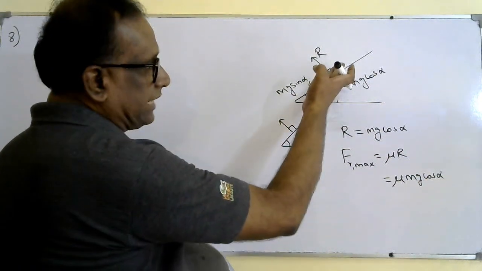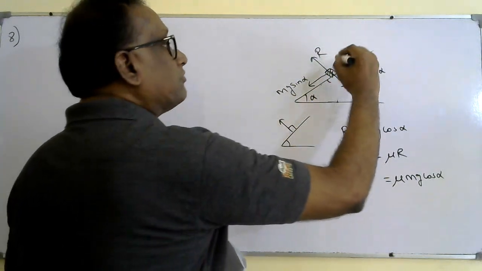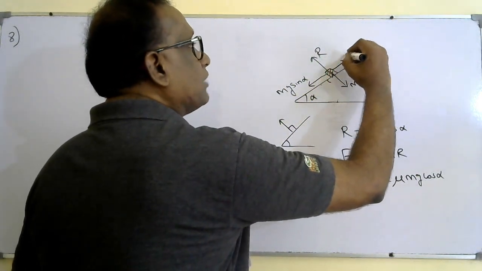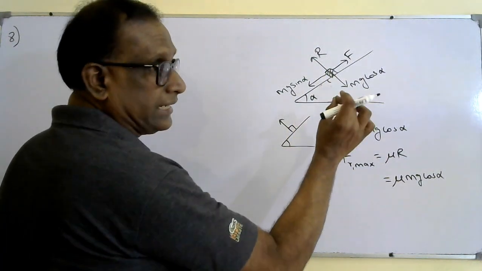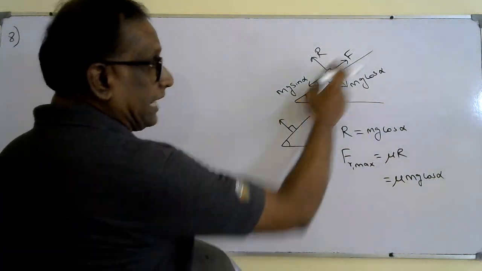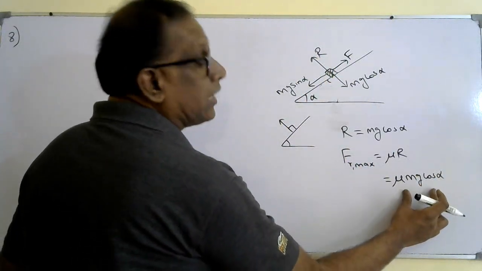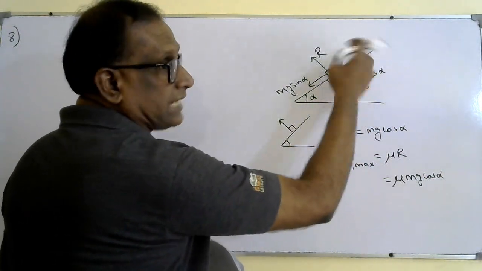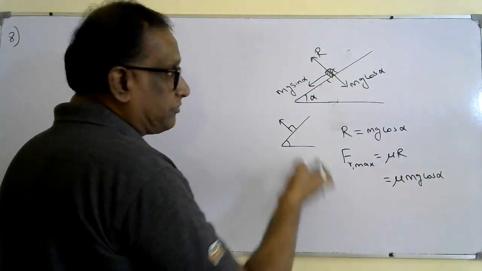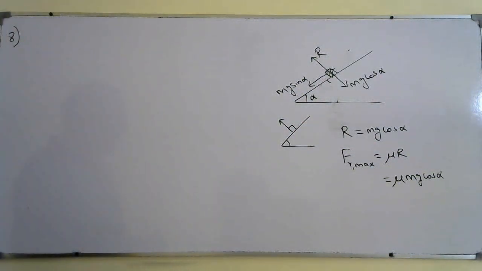If the object is trying to slip down, the limiting friction will act upward along the slope. If it is pulled upwards by a force and is in equilibrium, gradually increase the force. At limiting equilibrium, it will try to slip upwards, which means the friction will act downwards, and that is also mu mg cos alpha. If the force is removed and it is trying to slip down, the limiting friction will be upward, mu mg cos alpha. Remember that. It's normal theory.